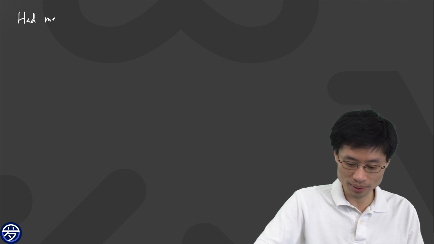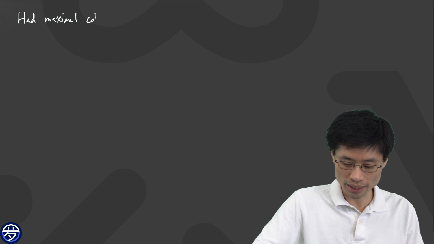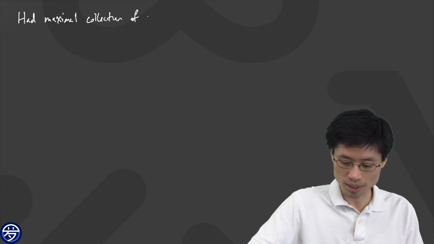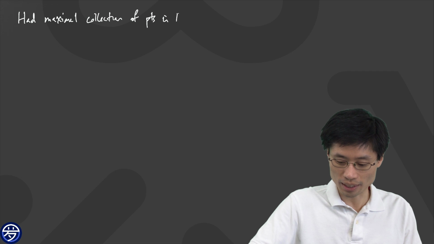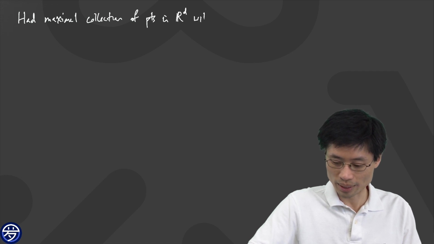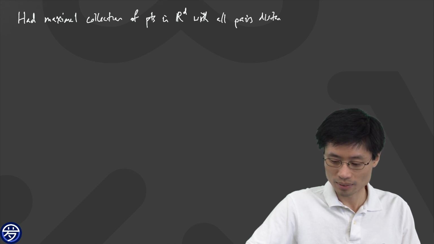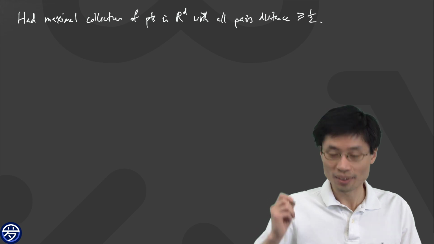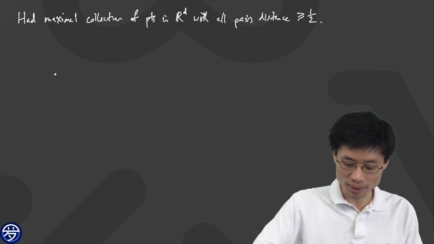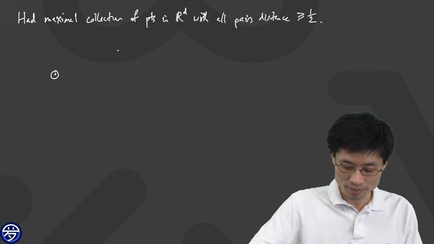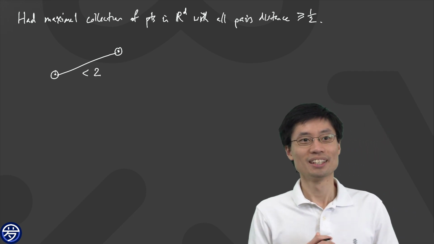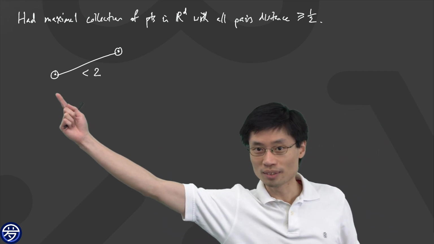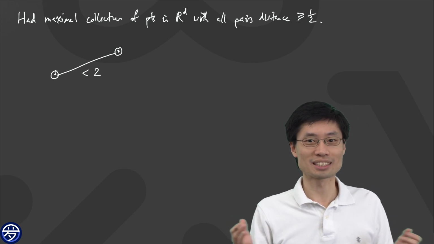So again, continuing, we had this maximal collection of points in R to the D with all pairs at distance bigger or equal 1/2. Now what we found out is that if you take any particular point, we'll make a graph. The graph we'll make is we'll connect them if the distance is less than 2. And now I'd like to show that for every one of these points, there's at most some number of them who has distance less than 2.